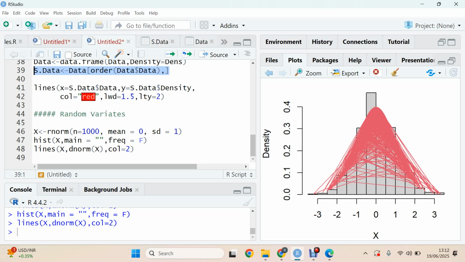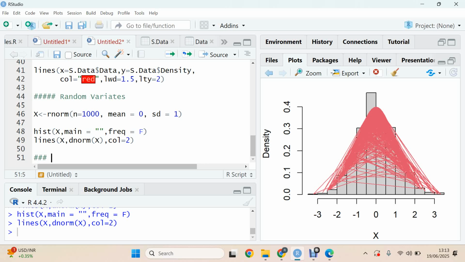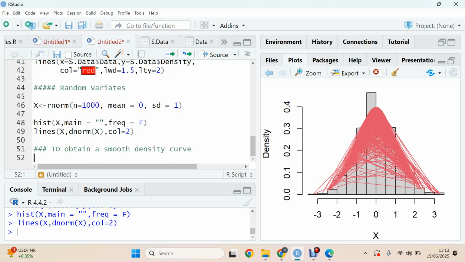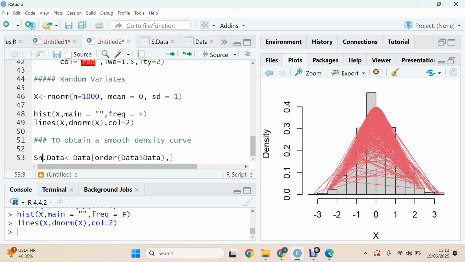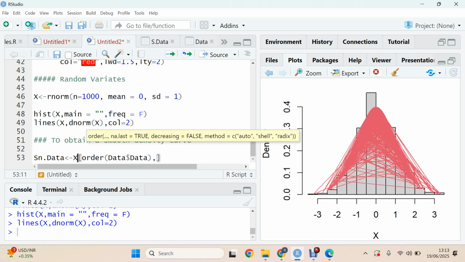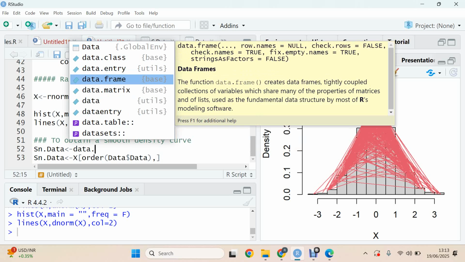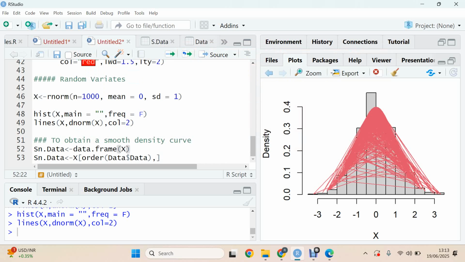So what do I have to do? I need to come here. No, let me continue. To obtain a smooth density curve, what do you need to do? You need to order. So let me say this is S, and data will be X. No, I need to combine them before, right? You see, when you are in a hurry. Okay, data.frame. Please don't say I'm in a hurry. X, and then density is equal to dnorm of X.